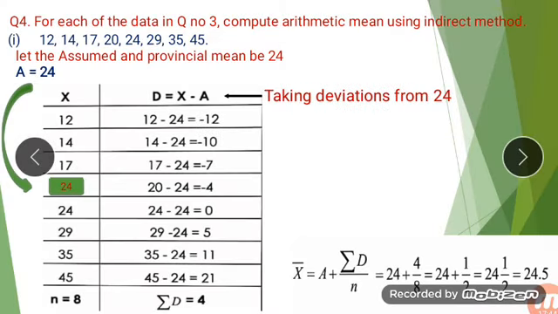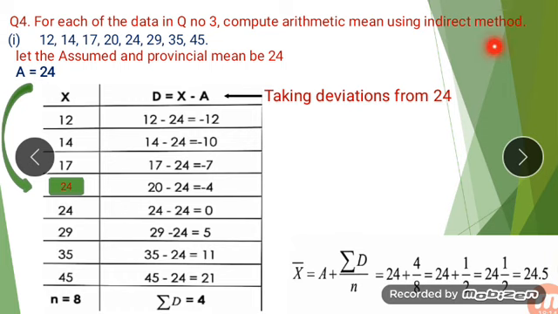Here we have question number 4. For each of the data in question number 3, compute the arithmetic mean using the indirect method. Question number 4 states that for the data given in question number 3, we now have to compute the arithmetic mean, but by using the indirect method. So here we have to do the first part again, and the second part is left for you for homework, because the second part is similar to the first part.